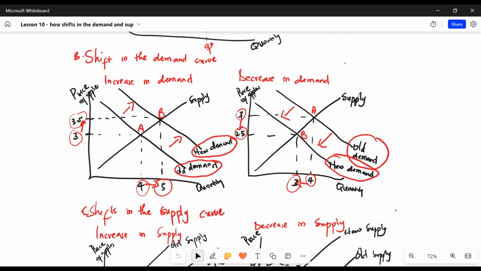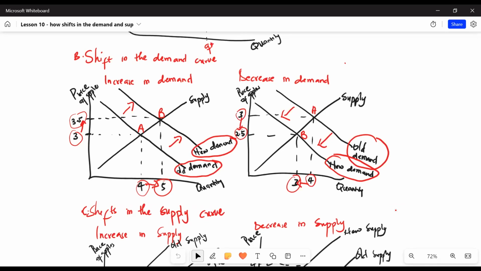So what we have to note here is that an increase in demand leads to higher prices and larger quantities, and a decrease in demand leads to lower prices and smaller quantities. We could add a caveat to say that a demand shift leads price and quantity to move in the same direction. So when demand increases, price and quantity both increase, and when demand decreases, price and quantity both decrease.